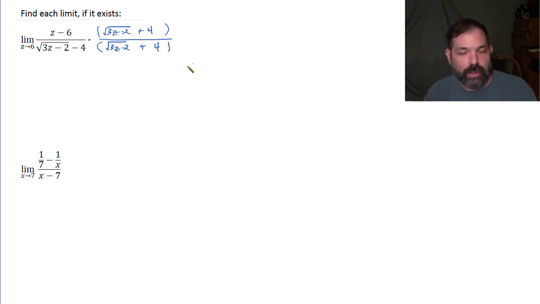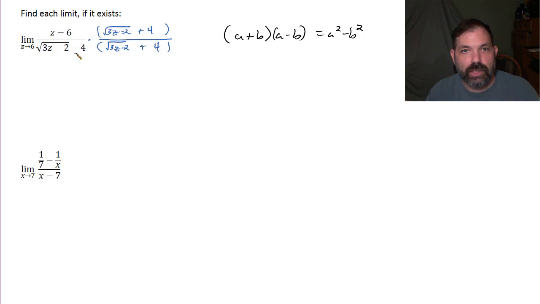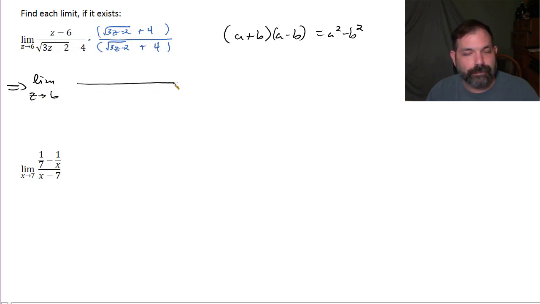Now, why are we doing this? Well, if you remember, if you multiply conjugates, if you have (a plus b) times (a minus b), that's a squared minus b squared. And so here, if I'm multiplying these conjugates in the denominator, now the denominator will no longer have a radical in it. So then this becomes a limit with z approaching 6. Now the numerator, I could expand this out. I could FOIL and see what happens. I'm just going to leave it alone.